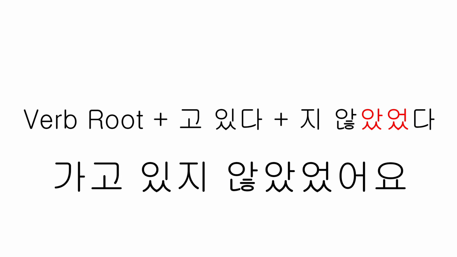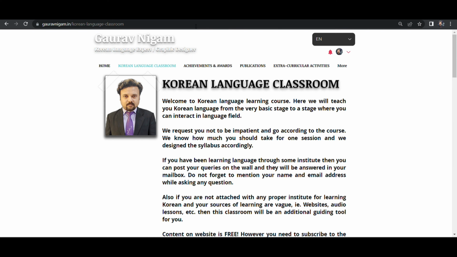Negation will again follow the same rule, and so will the continuous connecting pattern. Verb root plus continuous connector plus negation plus past perfect. 가고 있지 않았었어요.